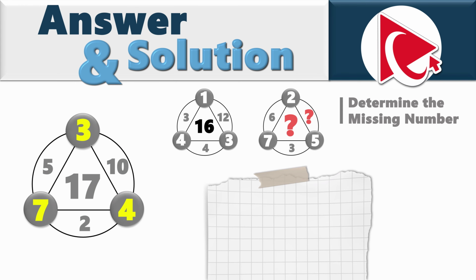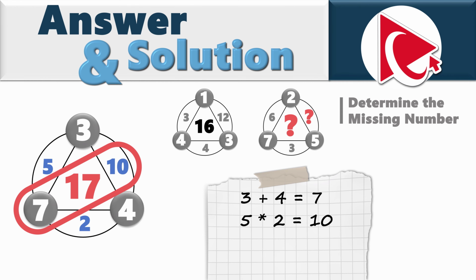If you look closely at the numbers in the small circle, 3, 4, and 7, you can easily see that 3 plus 4 equals 7. Let's look at the numbers inside of the larger circle. 5 multiplied by 2 equals 10. You need to move counterclockwise here. 7 and 10 are the results of the calculations. 10 plus 7 equals 17, which represents the middle number.